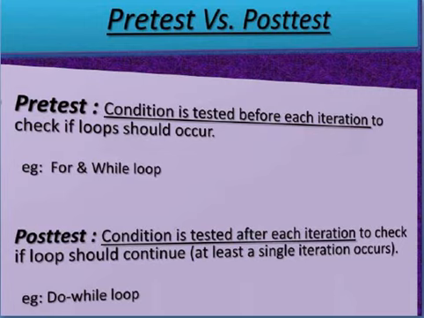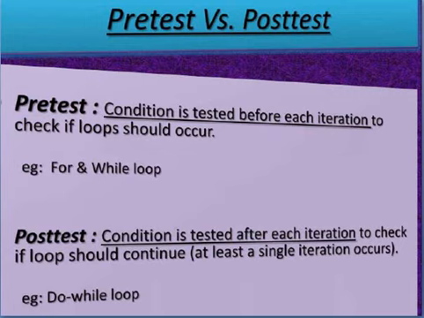Pre-test structure. In this structure, the condition is tested before each iteration to check if the loop should occur or not. Examples of pre-test are the for and while loop. It means before execution of any block, first the condition will get checked. That's why this structure is known as pre-test structure.